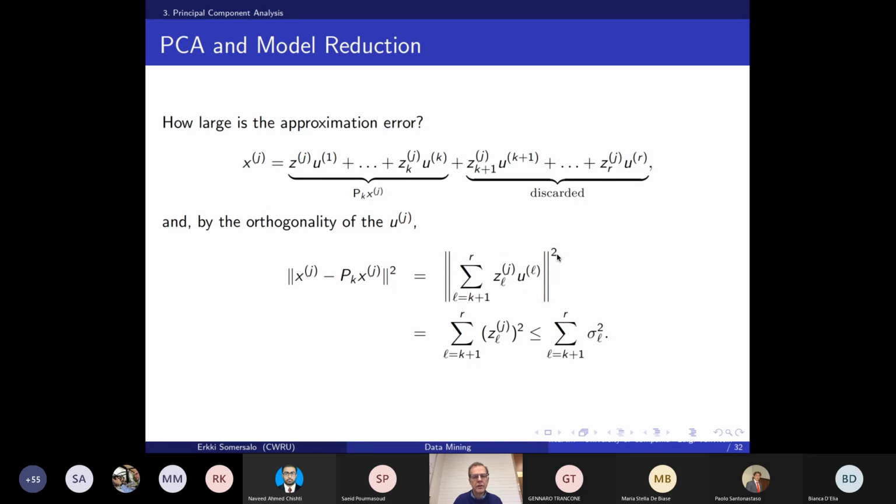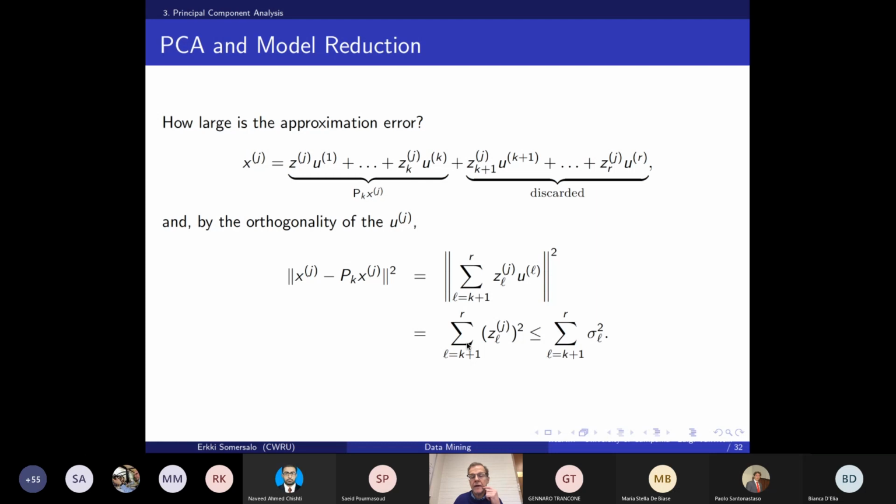And the norm of that approximation error is given here. Now, the ul are mutually orthogonal and they are orthonormal. So if you now calculate the norm of this vector here, since we have an orthonormal basis ul, this norm is equal to the square sum of the components. So here I'm using the orthogonality and orthonormality of the ul. So we see that the error that I'm making when I'm discarding the remainder is simply the sum of the squared principal components running from k plus 1 to r.